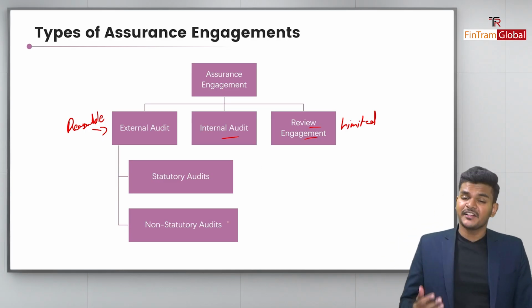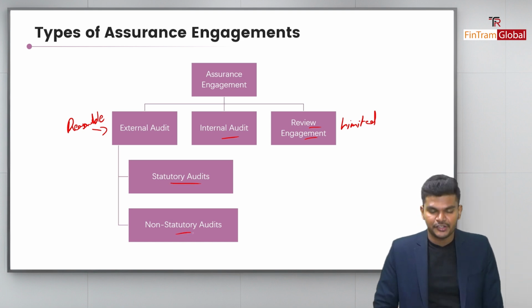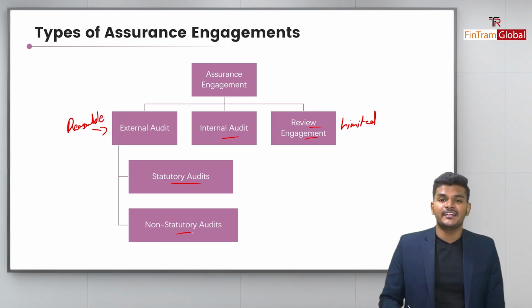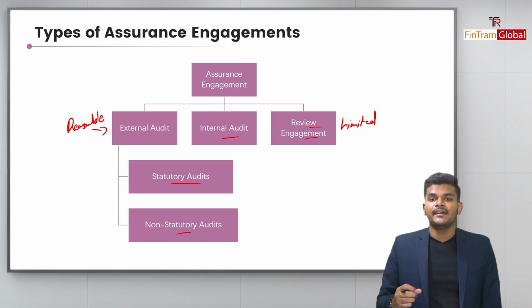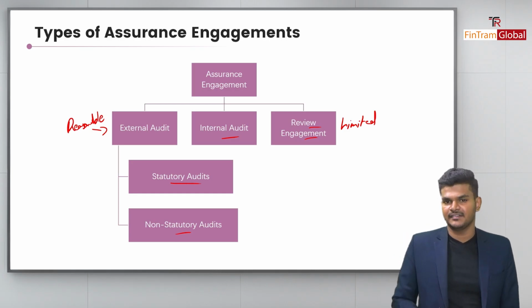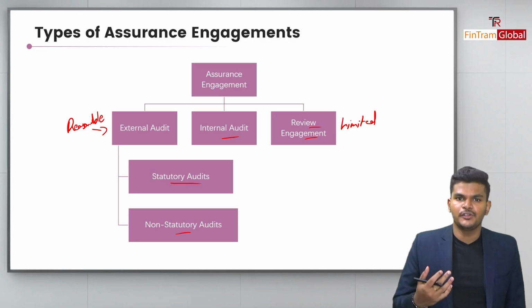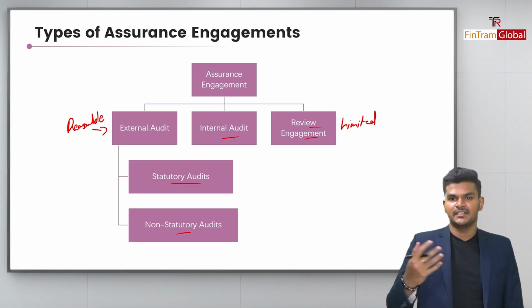And when we talk about external audit, there are two types, right? There is statutory audits as well as non-statutory audits. Statutory audits is when it is mandatory required by law to conduct an audit. And non-statutory audit is when audit is conducted on a voluntary basis. Okay, not mandatory as such. But people still conduct the audit due to its benefits, such as it increases the credibility of the financial statements, right? So that's basically why.